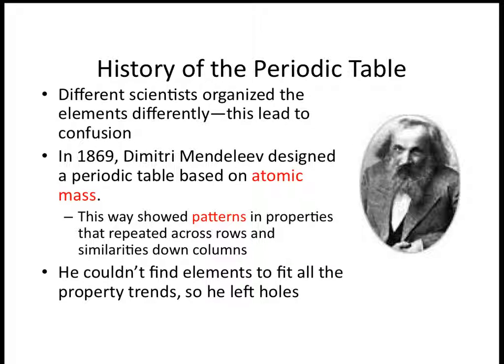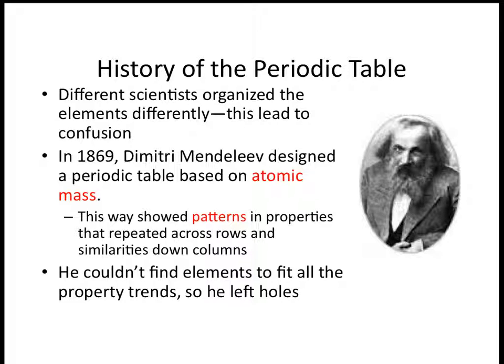There were many famous scientists that were part of the process of organizing the elements as they became known from the early 1800s onwards. But there are two gentlemen that are given most of the credit. The first one is Dmitri Mendeleev, and he was around the mid-1800s, and he designed the first periodic table based on atomic mass.